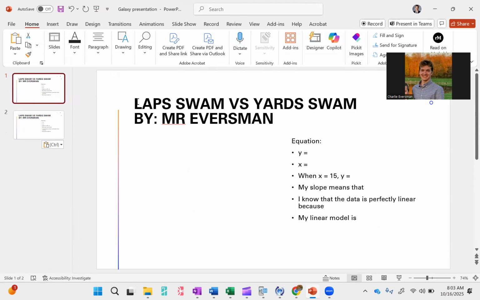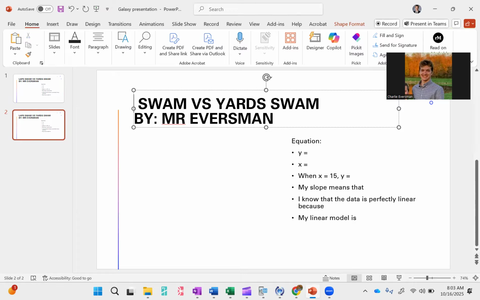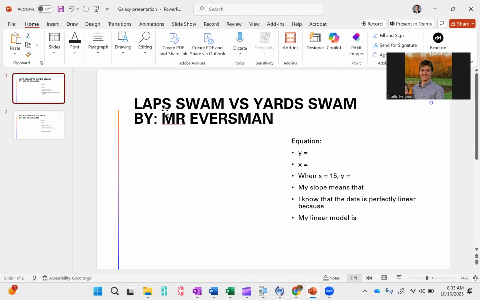So here I've got my title, Lap Swam versus Yard Swam by Mr. Eversman. I'm going to do one for both of my graphs here. This other one, right, I'm going to change this to races swam versus points earned, right? That's my other topic. Okay, and I got my equation for my yard swam, right? That was 25. Oh, but I should put in my y here. y is equal to 25x. What is my y? Yards swam. What is my x? Laps swam, right? That's what I'm changing. That was the independent variable. When x is 15, y is 375. I showed how I calculated that.